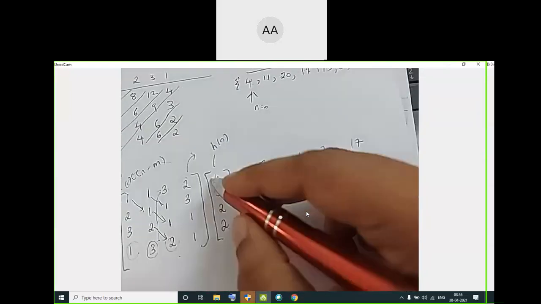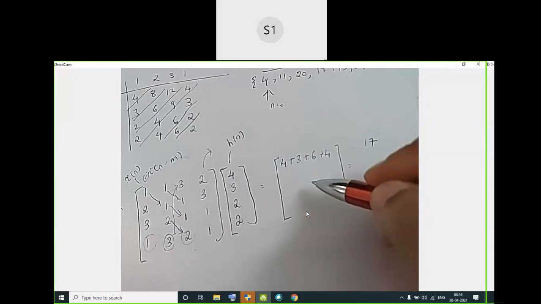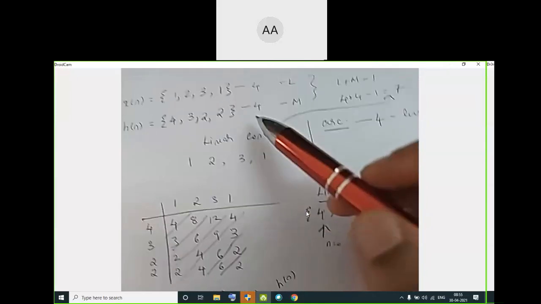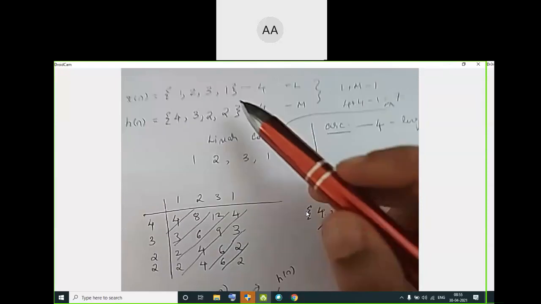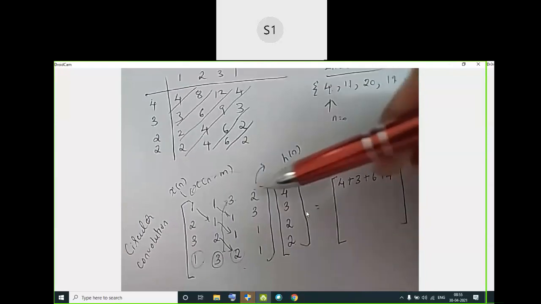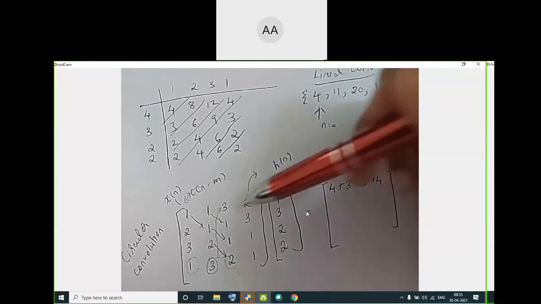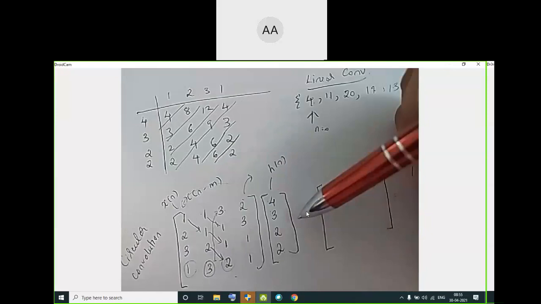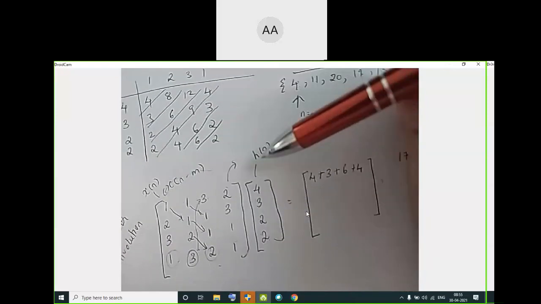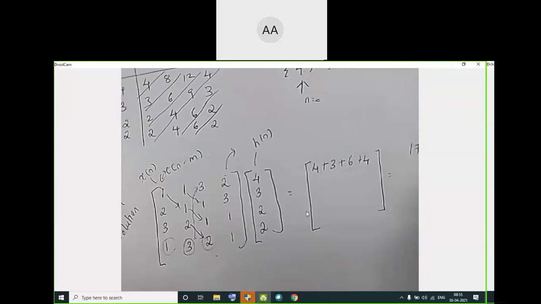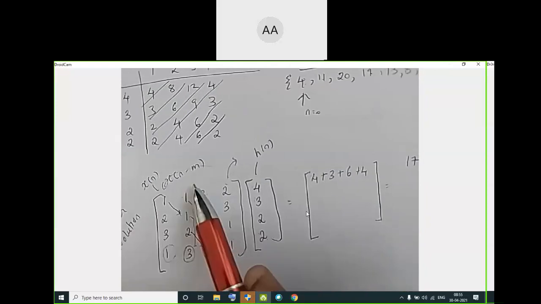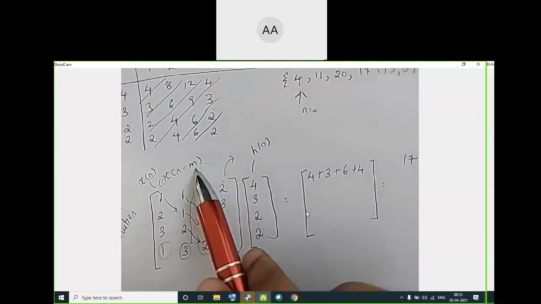Ma'am, this row 4, 3, 2, 2, from where did we get it? h of n, x of n minus m, h of m. This is given in the question. This is h of n. What is circular convolution? Either of the sequences: you can take h of n minus m, x of n, or x of n minus m, h of m. Both are the same. Anyhow you do, you will get the same answer. One of the sequences you will circularly shift. Circular shift is referred to as x of n minus m.